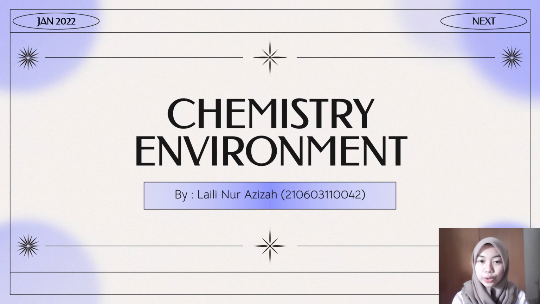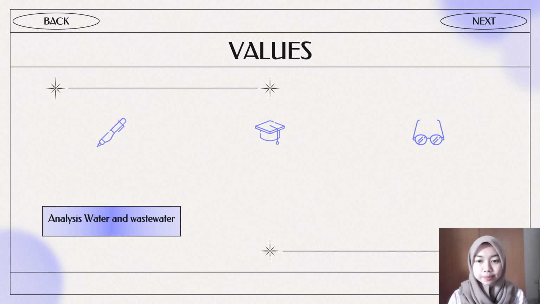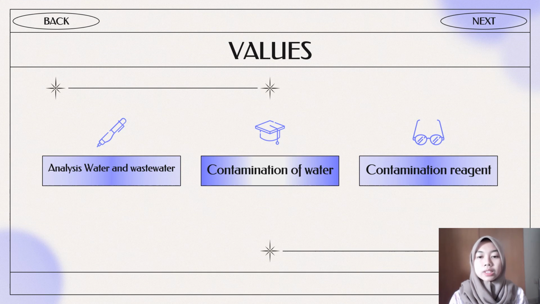Okay, in this video, I will show you about chemistry environment. So without further ado, let's go. Before we go to the material, let me show you the outline. First, we will discuss analysis of water and wastewater. Second, contamination of water, and third, contamination by reagents. Next.